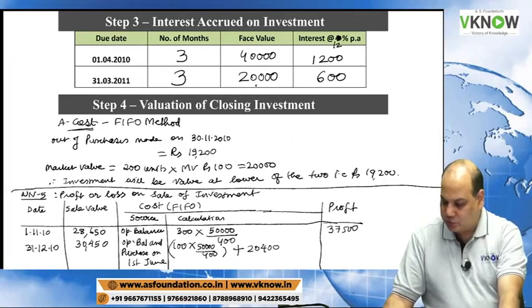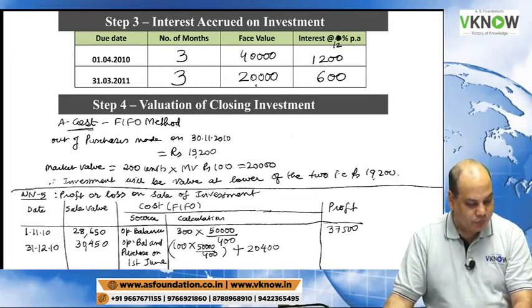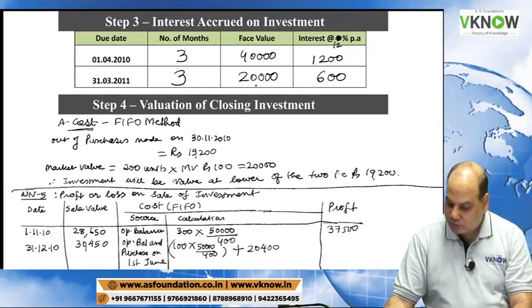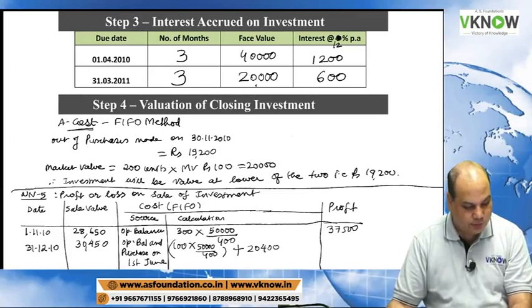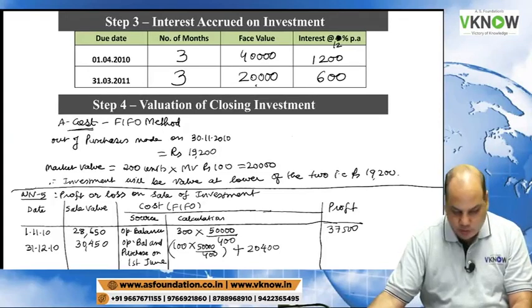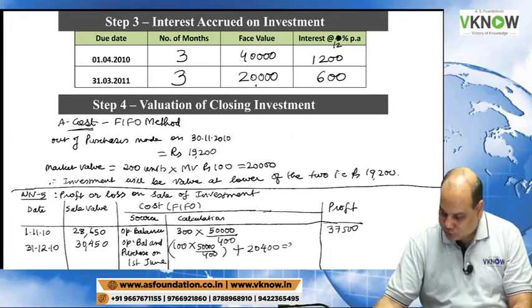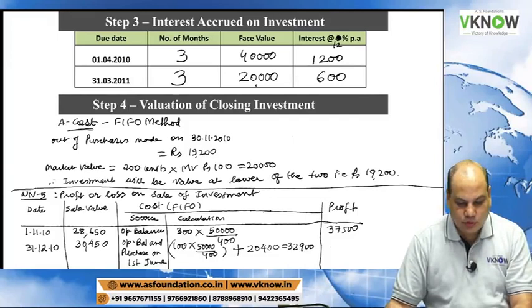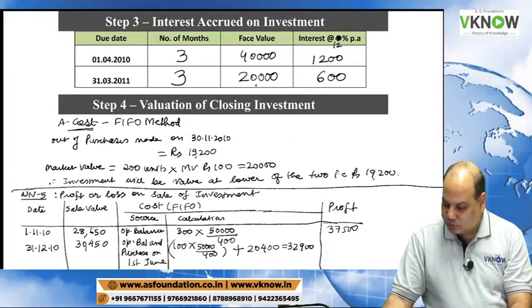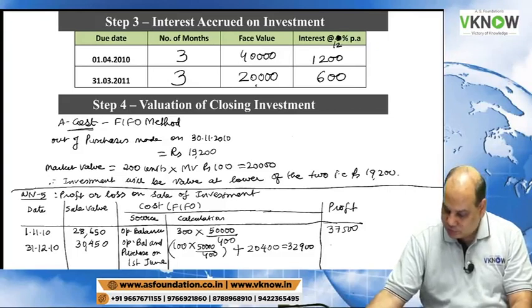And purchased. So give me this figure. This is 12,500 plus 20,400. So this comes to 32,900. So profit is, oh, there is a loss.